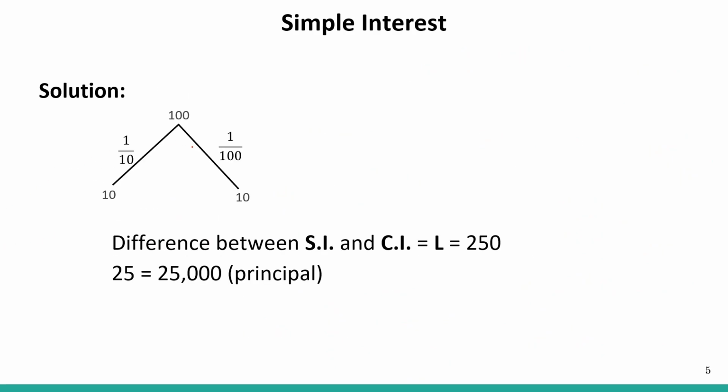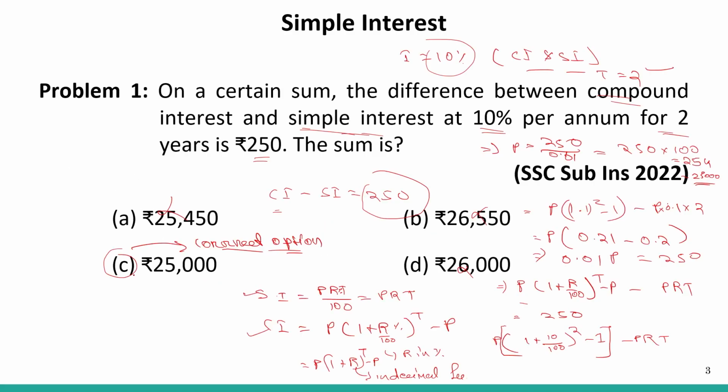Here you can see that the difference between SI and CI is equal to 250 via the previously discussed shortcut method. But I'll prefer to go for the formal solution method, because in this there will be no confusion. For shorter tricks, there are different ones for different scenarios of questions, so it is better to stick with the formal solutions. So this is the formal solution.